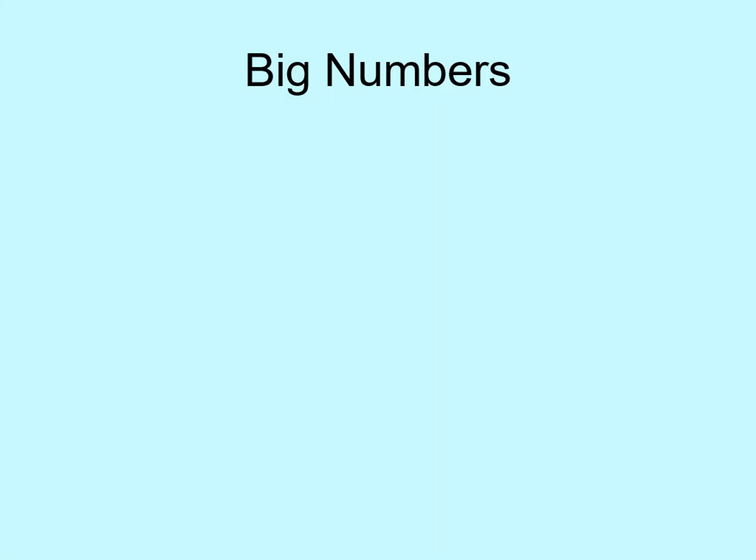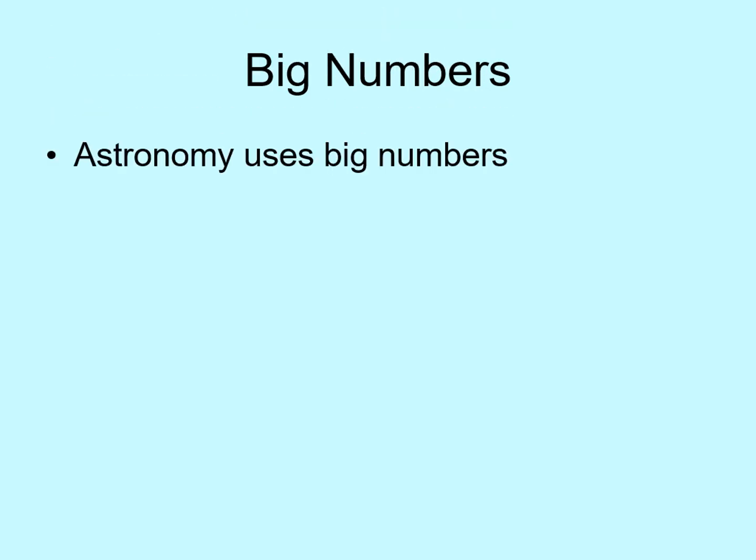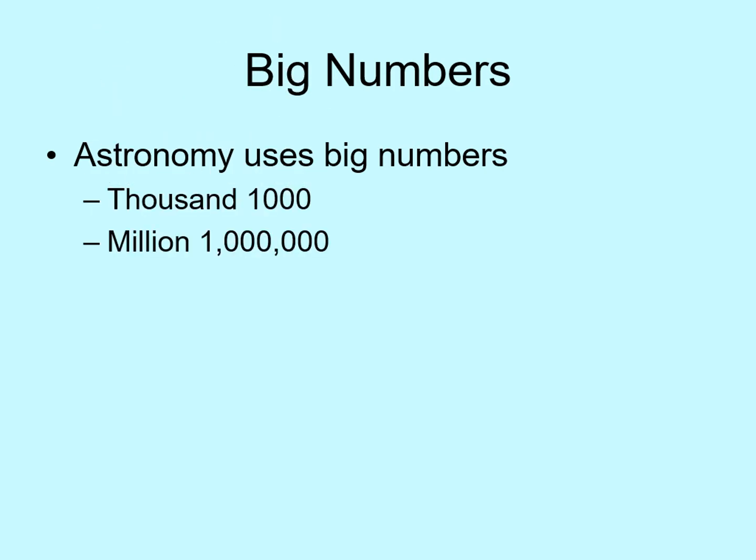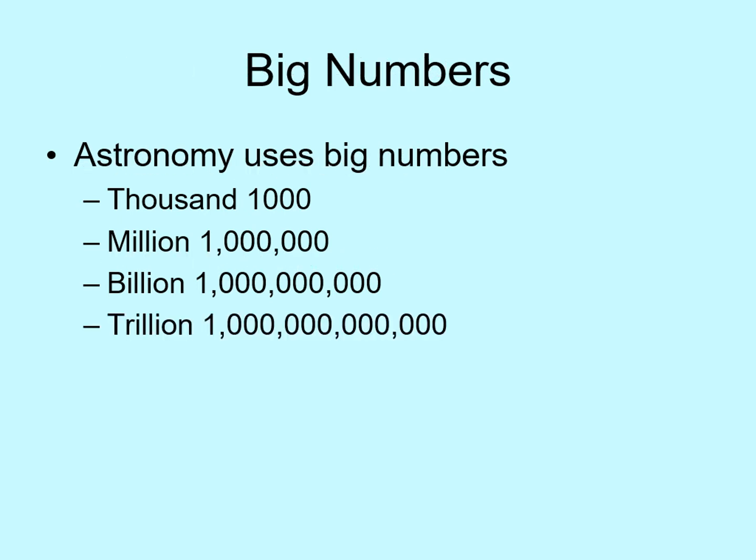Okay, now it's time to look more closely at big numbers. You already know that astronomy deals with really big numbers, and you're probably familiar with these ones. 1,000, 1,000,000, 1,000,000,000, maybe even 1,000,000,000,000 if you keep track of things like federal budget discussions. But in astronomy, those aren't really big numbers.